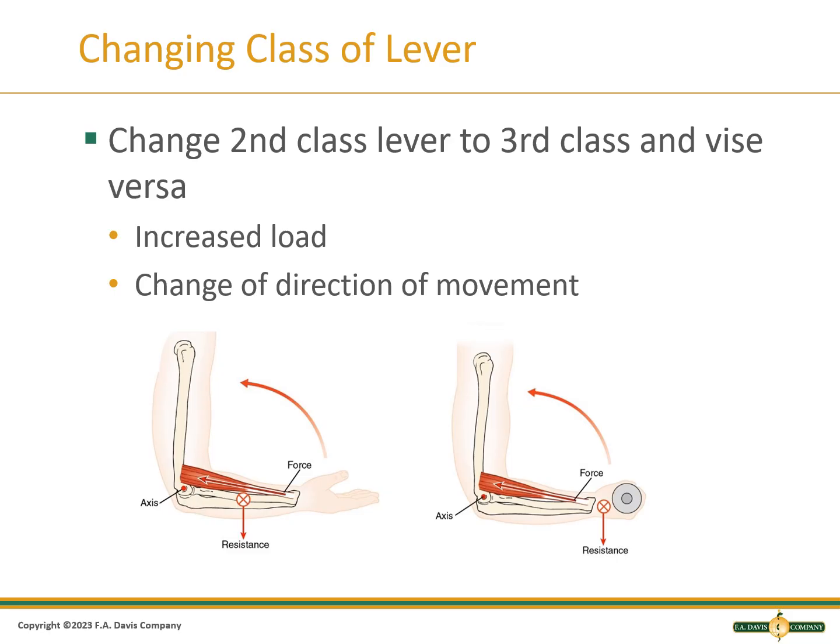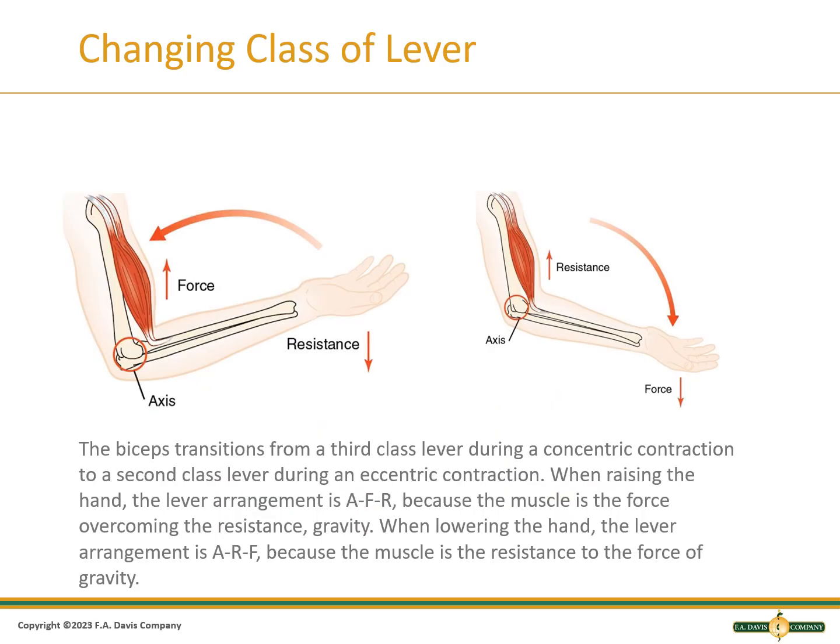So we can see in the picture that brachioradialis changes from a second to a third-class lever if sufficient weight is added to the hand to shift the center of mass and therefore the center of gravity more distally so that the resistance arm becomes longer than the force arm. We can also see this change in lever class with changes in direction.